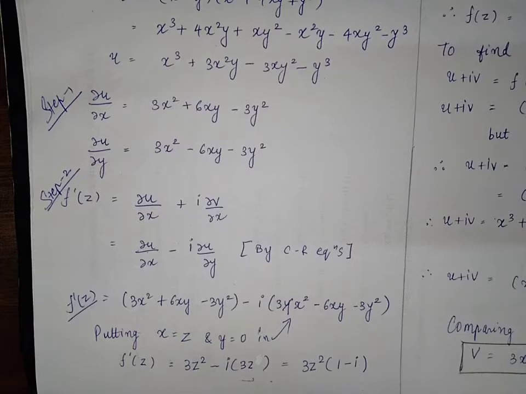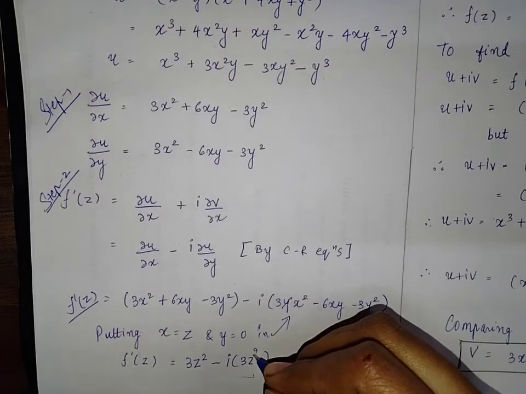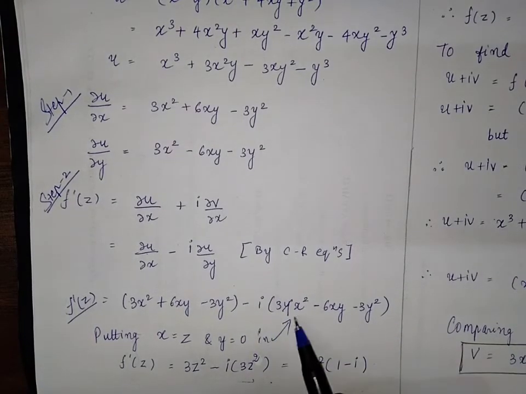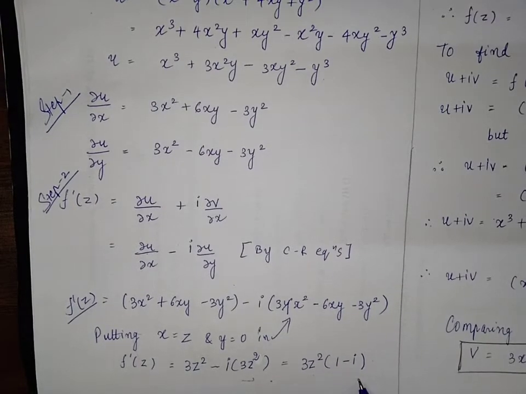If we solve it, what do we get? 3z square. Here also there is a square, because here if we put x equal to z then we will get i into 3z square. If I take 3z square common then it will be 3z square into 1 minus i.